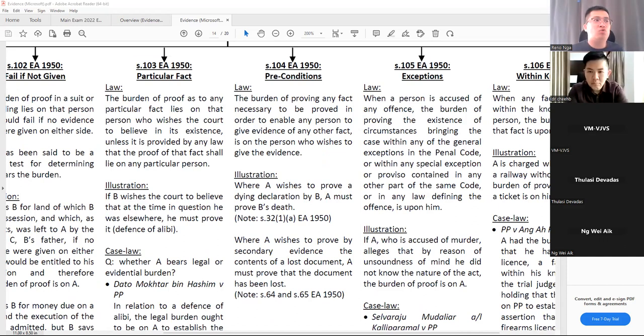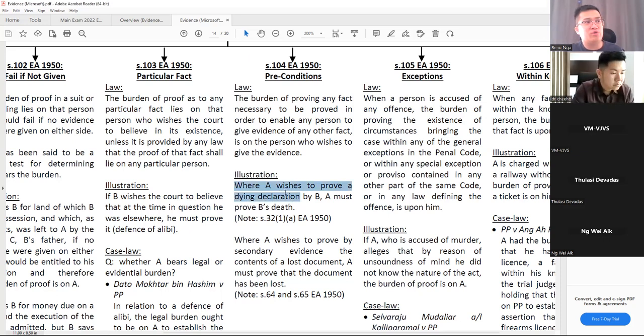It means when you want to use an exception or apply certain sections, the burden is on you. Let's say today I say this is printed out by computer and visible under section 90A. For me to use section 90A, the burden is on me. Who says so? Section 104 says so. You can see the illustration also giving the same example.